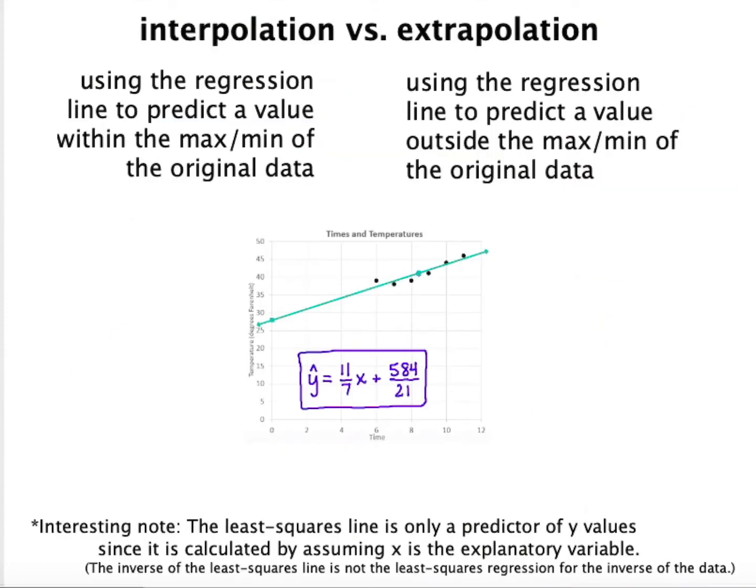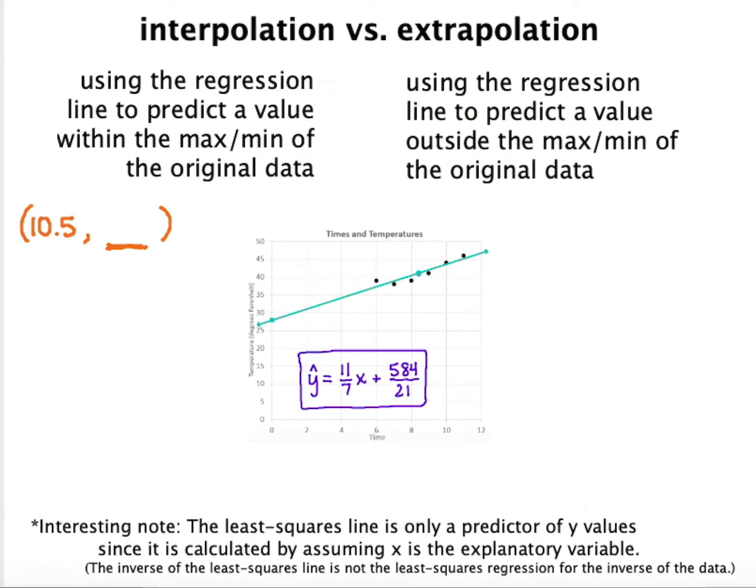Next, we'll talk about interpolation versus extrapolation. Interpolation means inside. We're using the regression line to predict a value within the max or the min of the original data. So maybe I would use the line to predict what the temperature was at 10:30. If I plugged a 10.5 into that equation, that would be an interpolation for the temperature, because that point would be inside sort of the domain of the points that I already had.